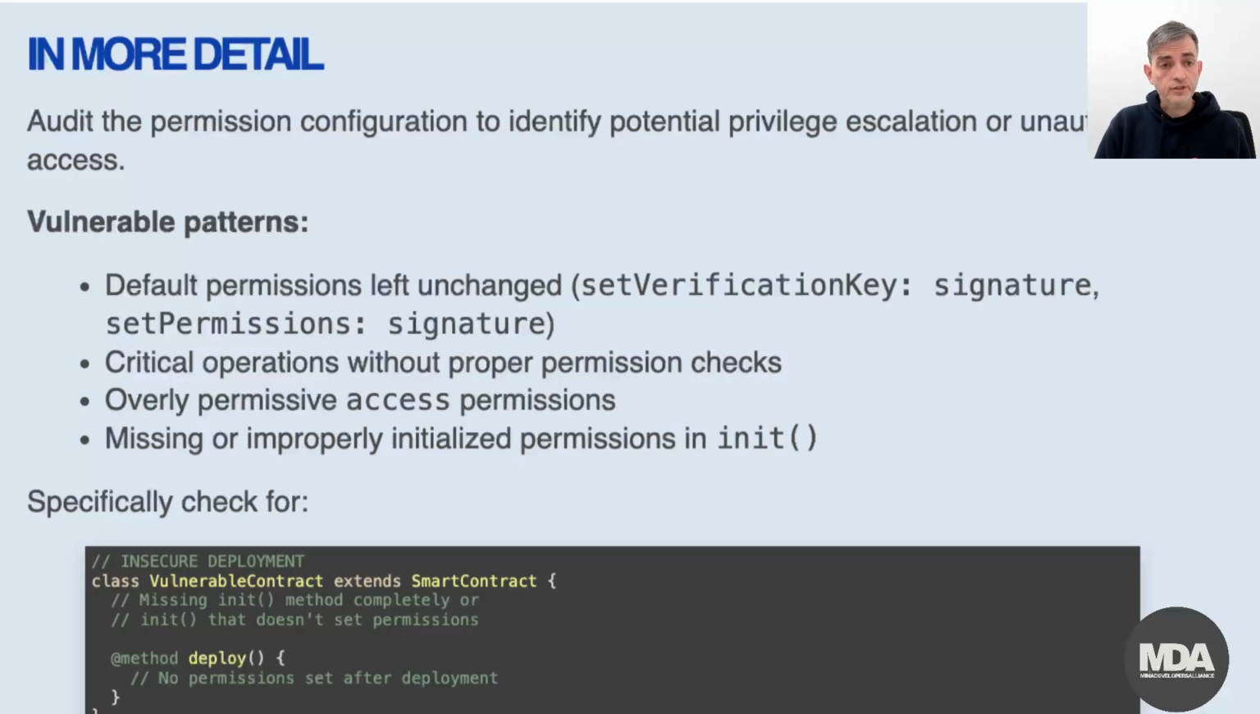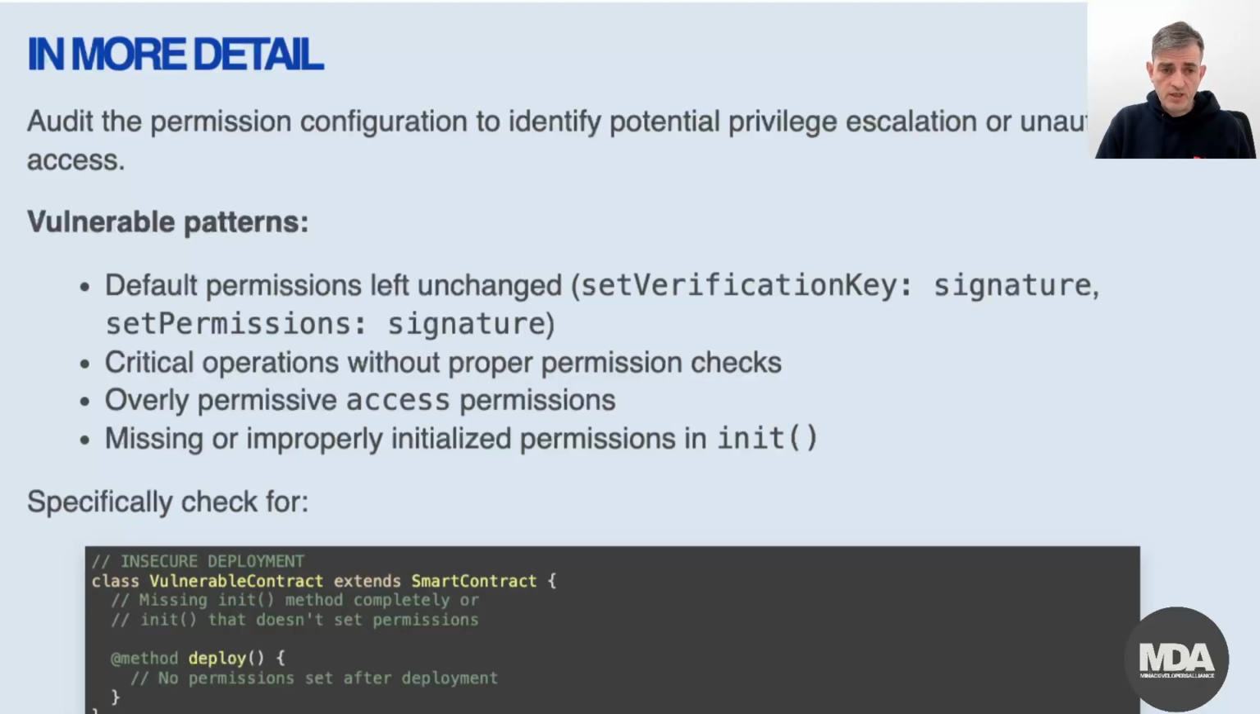Some patterns to look out for are if there are default permissions that have been left unchanged. We can look at the critical operations within our code and make sure that we have the proper permission checks for all of those. And then maybe the access we have is overly permissive. A good practice is the one of least access: start from the most restrictive permissions and only grant more access as is needed. A further pattern to look for is if there is initialization of permissions that has either been missed out or is not being done correctly.